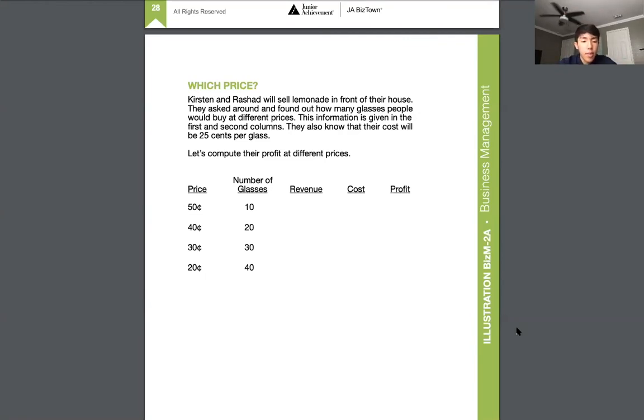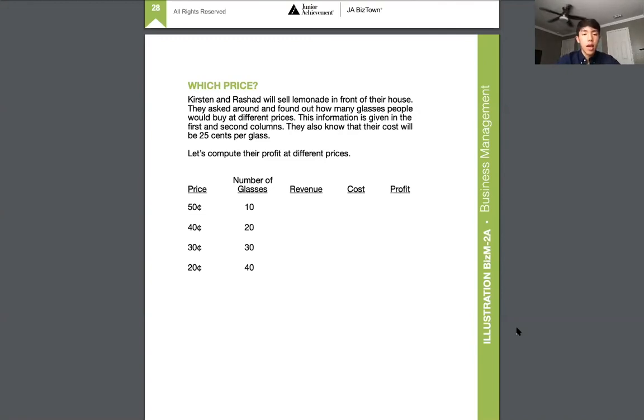You might have thought maybe 20 cents was their best profit point, but as you see, they earned a negative profit. They actually lost money at this point. So this was not good. And so this is just an example of what business owners have to go through in order to best manage their business and get the most profit possible.